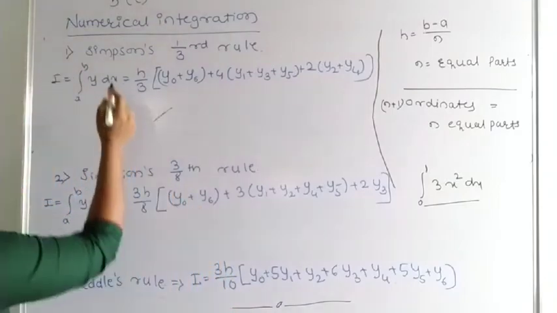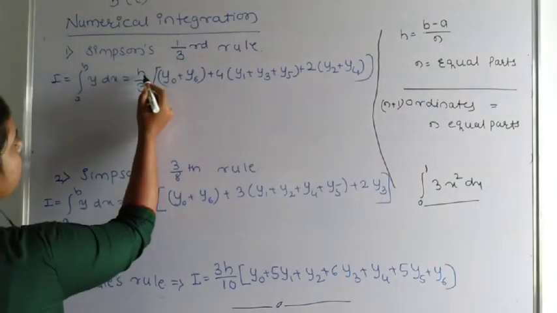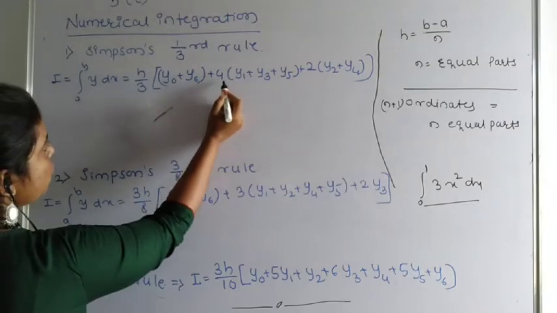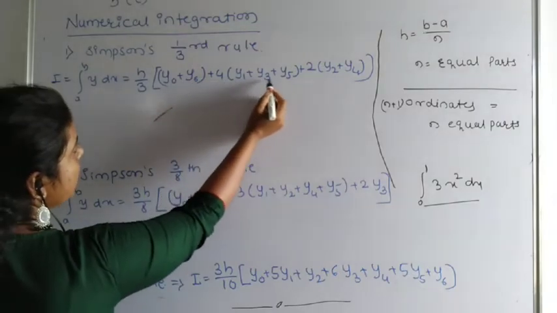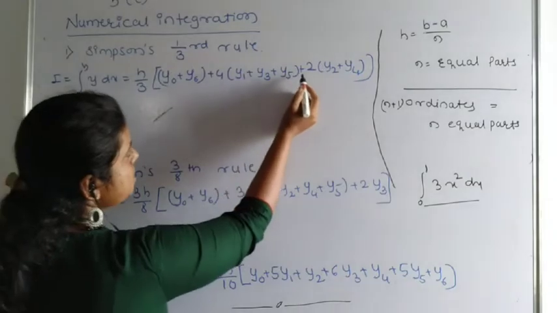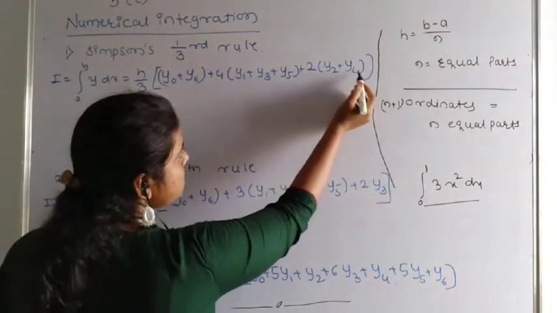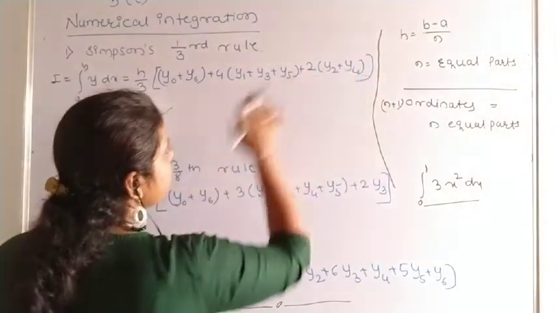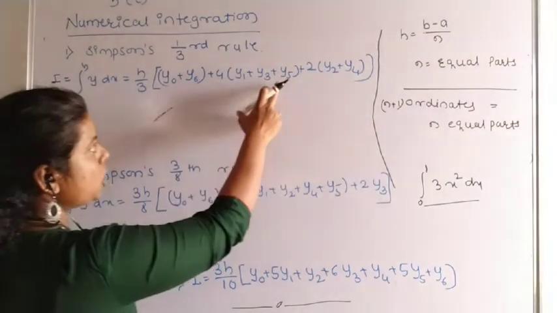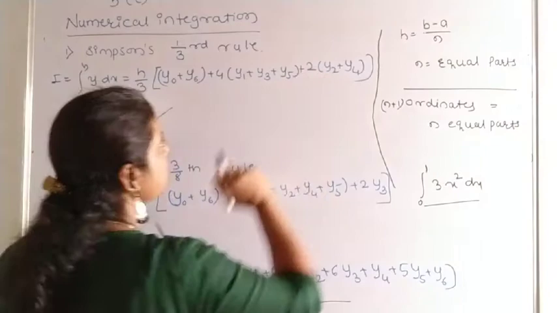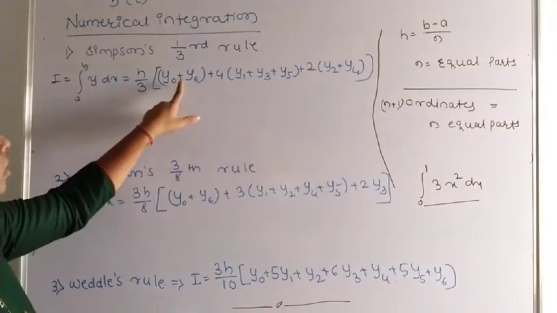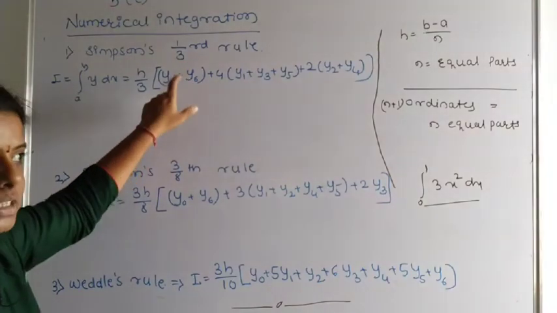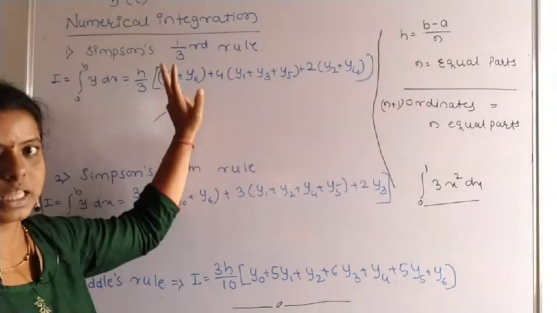The formula for Simpson's 1/3 rule is h by 3 into [y0 plus y6 plus 4 (y1 plus y3 plus y5) plus 2 (y2 plus y4)]. The odd terms are multiplied by 4, the even terms are multiplied by 2. Y0 and y6 are the first value and the last value. For your syllabus, up to y6 is there.